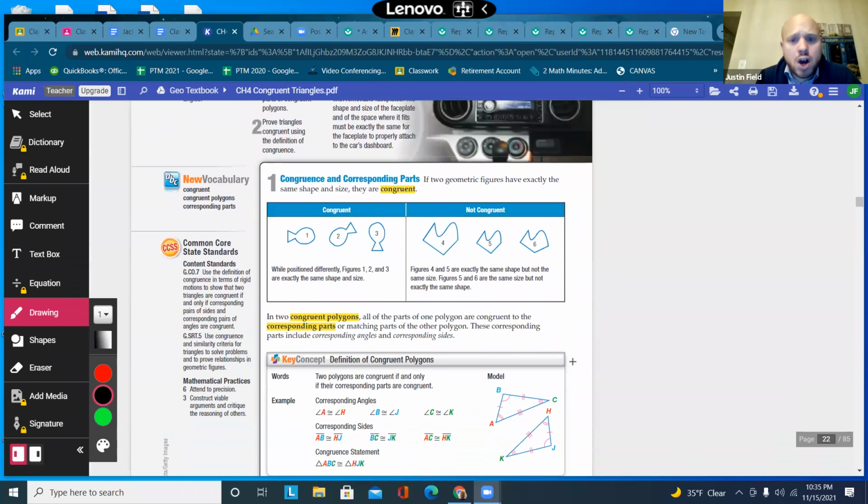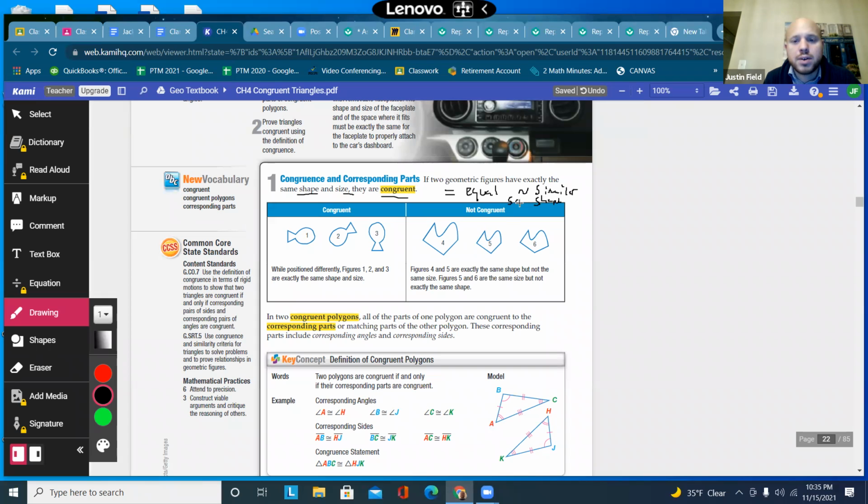So, as you know, congruent things have the same size and the same shape, right? I said this before, but I bet no one remembers, so I'm going to say it again. This sign means equal. This little wavy sign means similar, which is the same shape. Equal means same size. And so congruent is same size and same shape put together.